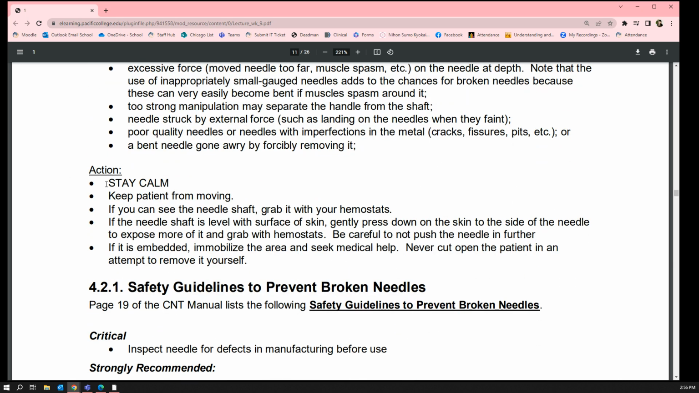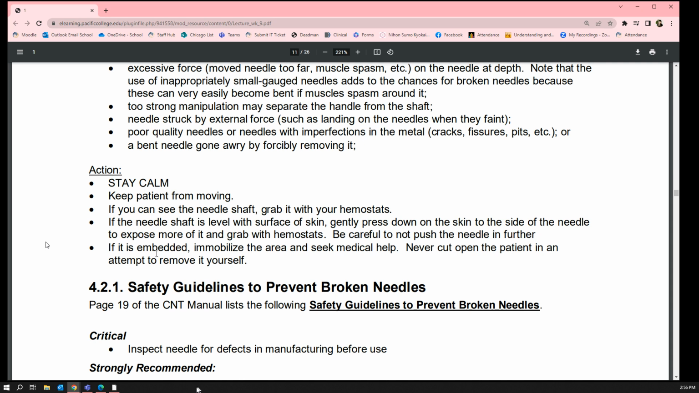So what do you do? First and foremost, stay calm. Keep the patient in the same position that they are in. Keep them from moving. There are a couple of different scenarios here. If you can see the shaft of the needle, you can get your hemostats and pull it out. If the needle shaft is level with the surface of the skin, you can gently press down on the skin to either side of the needle to help push the needle back up and expose it. Grab it with the hemostats. But I cannot stress this enough: be careful to not push the needle further.